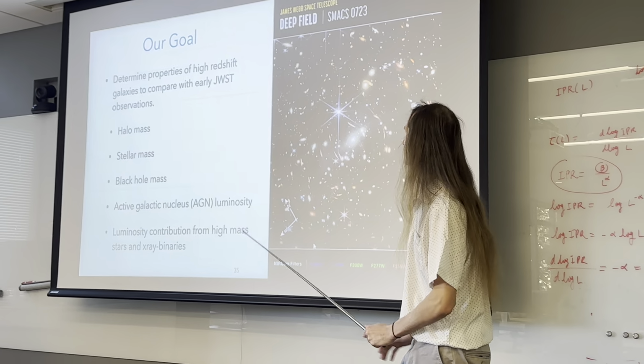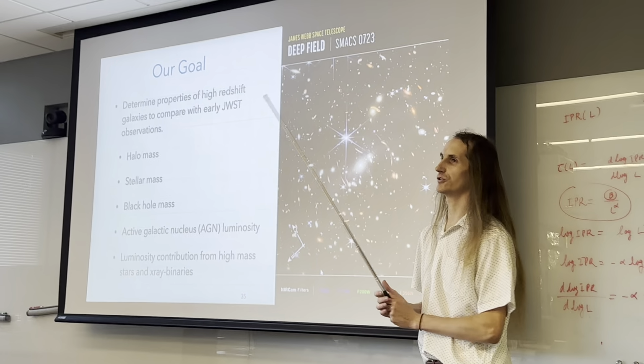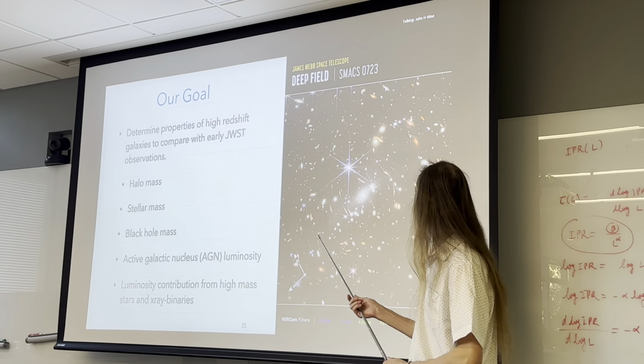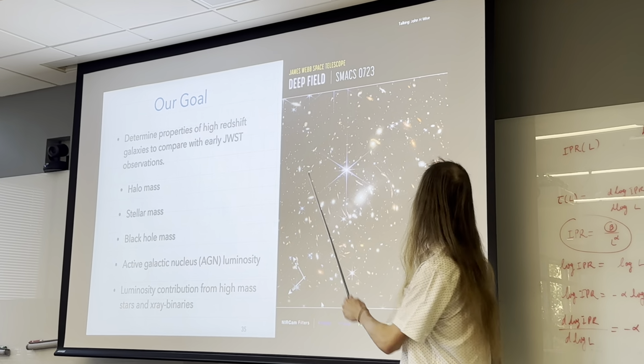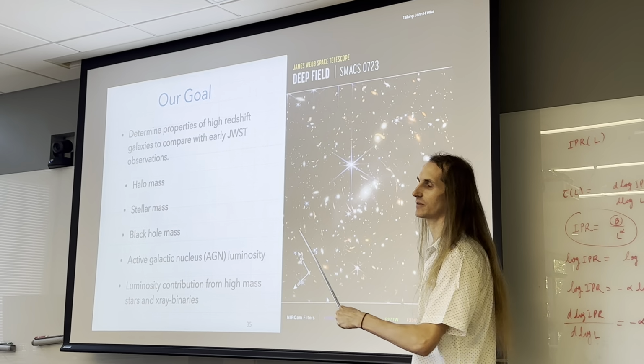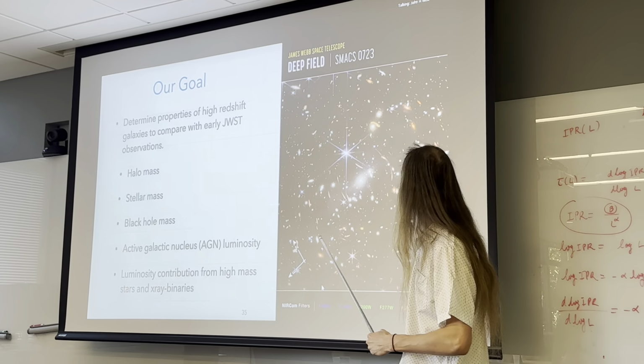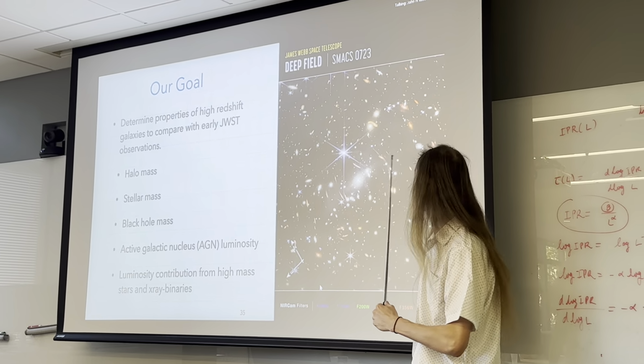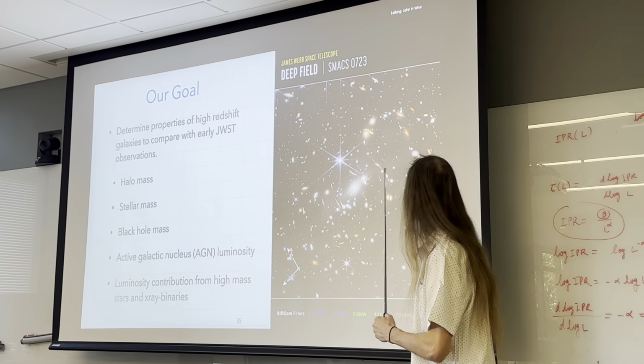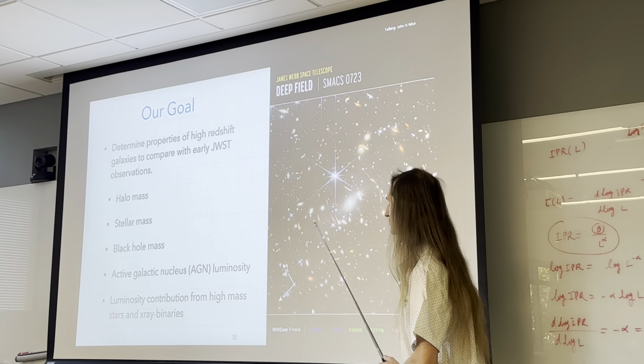What is the goal of this work? Well, we want to try to determine properties of these galaxies that are observed by JWST, like the ones in these images. So this is called the James Webb Deep Field. These are some of the oldest galaxies, some of the first galaxies to have ever formed, just like the ones that we analyze in this work.